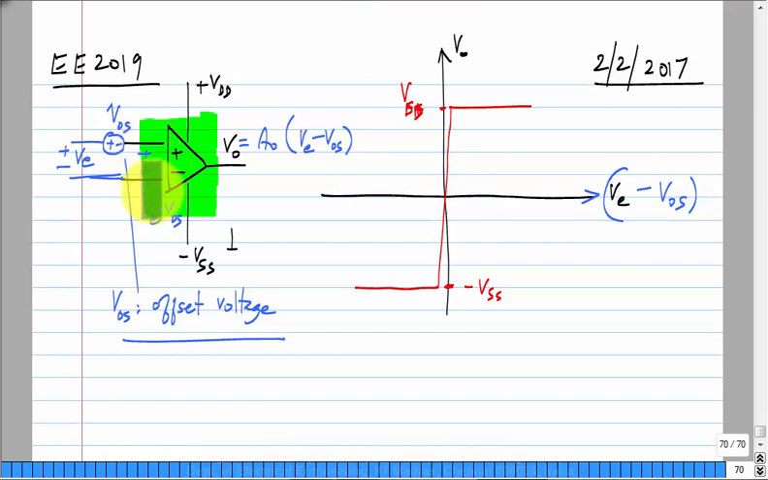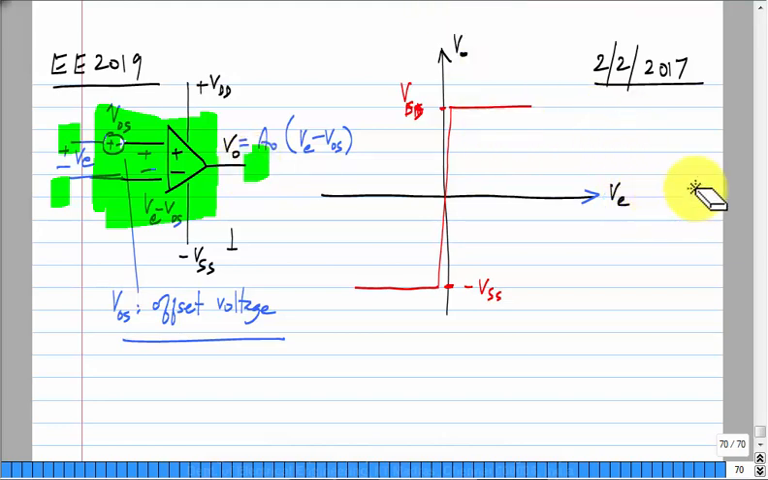Now, of course, this VE minus VOS is not a measurable voltage. It's a representation, that's all. What you have accessible to you is these two terminals and that one. So I want to plot V0 versus VE. What will it look like? I said this is V0 versus VE minus VOS, but this is a useless plot because I'm applying VE, I want V0 versus VE. What will that look like?